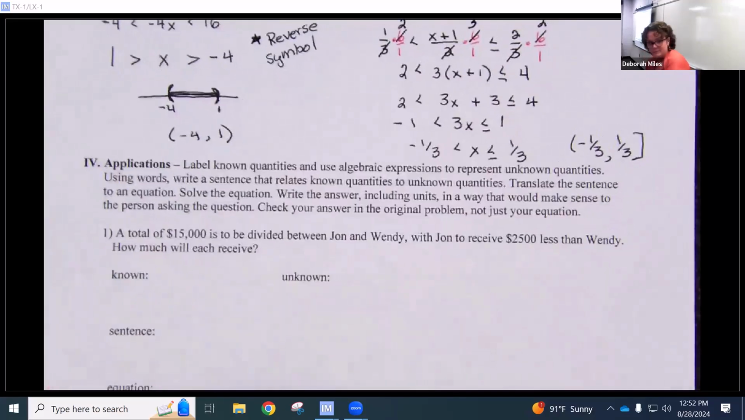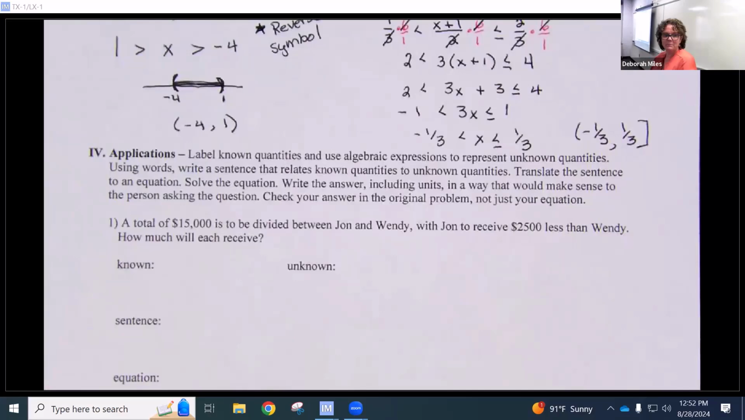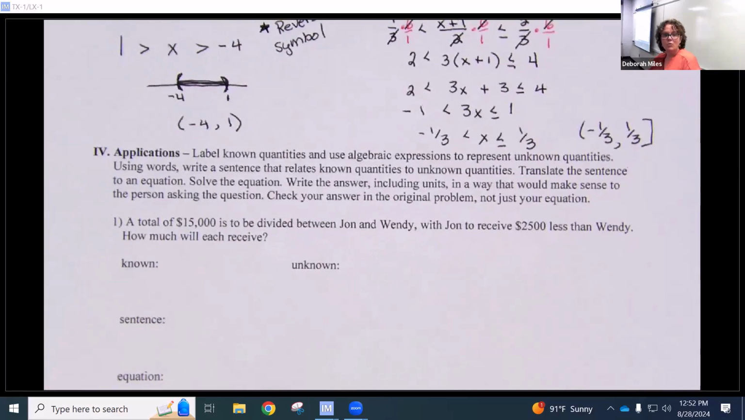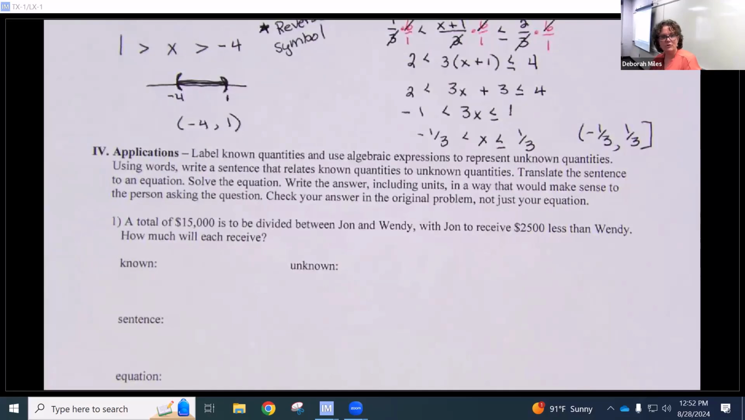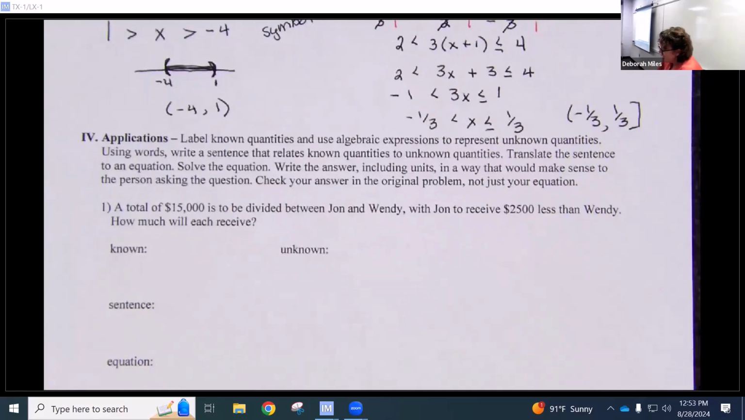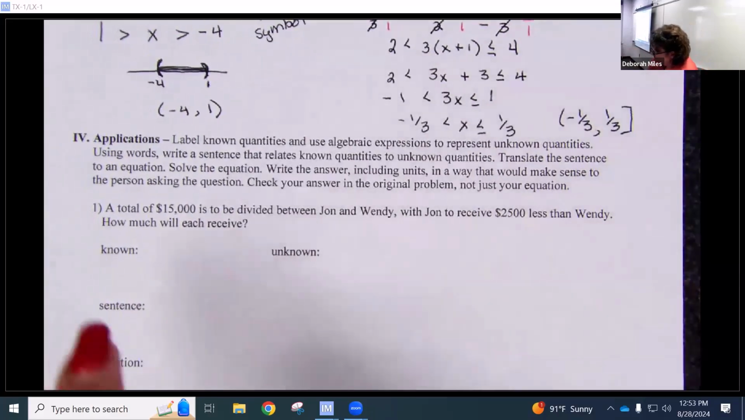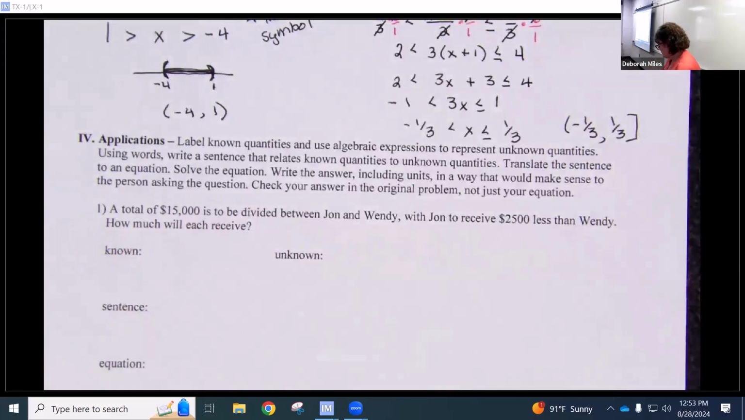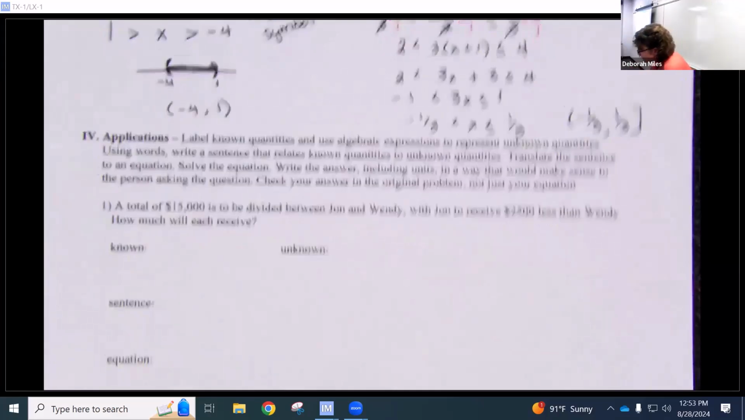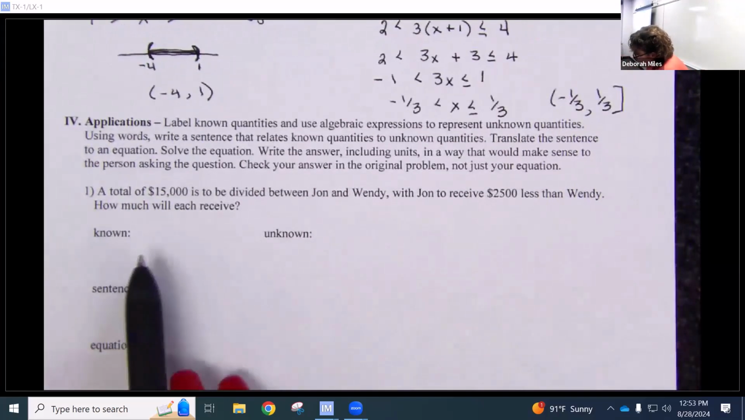Let's start number 1. A total of $15,000 is to be divided between John and Wendy, with John receiving $2,500 less than Wendy. How much will each receive? Again, if you only know a little bit of algebra, you can only solve little problems. And this is a little problem that you may be able to figure out without setting up an equation at all. But we're practicing changing words to algebraic expressions. So I'm going to go ahead, even though I could probably solve that without setting up an equation. That's what I'm working on.